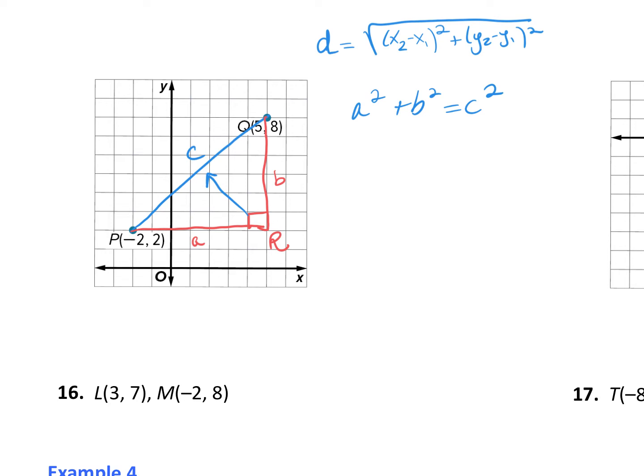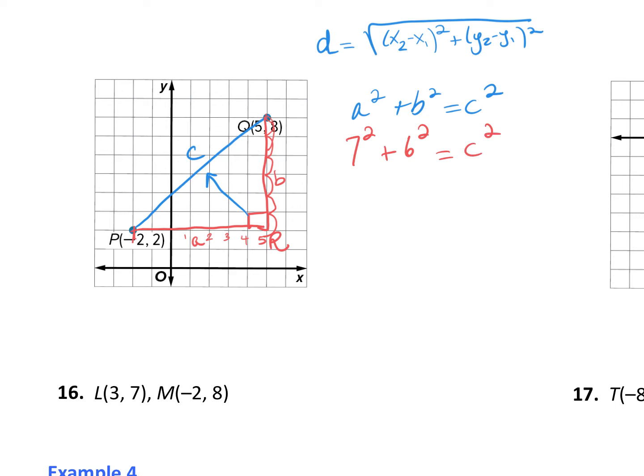Okay, so from -2 to 5, it has a length of 7. From R to Q, we go from +2 to 8, and that is 6 units if we were to count. 1, 2, 3, 4, 5, 6.